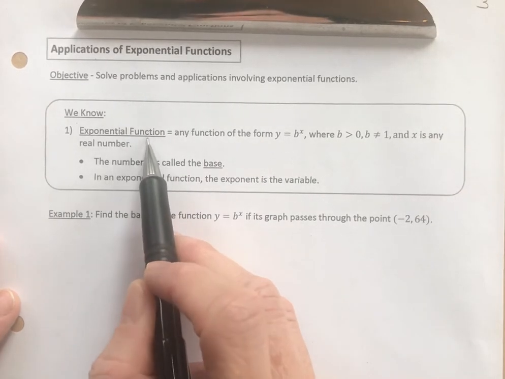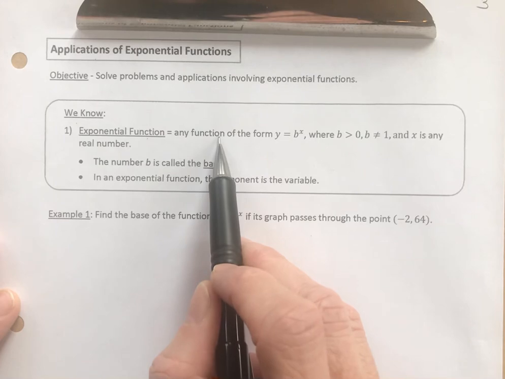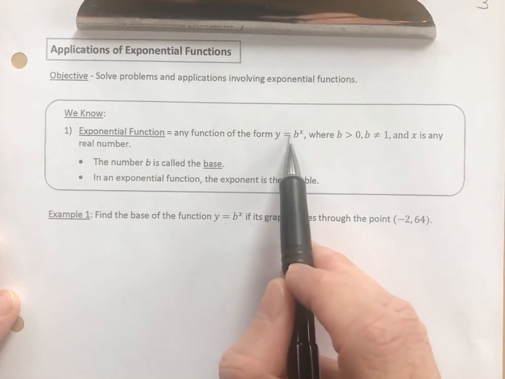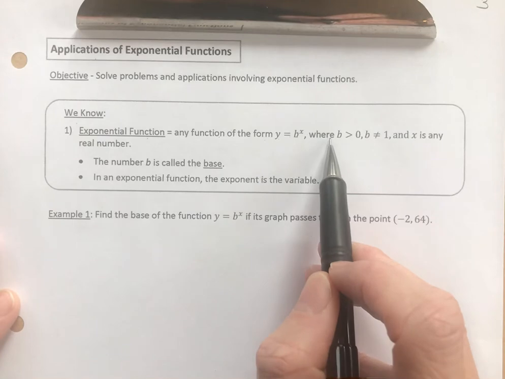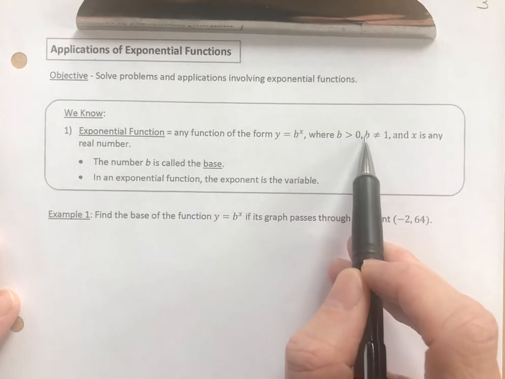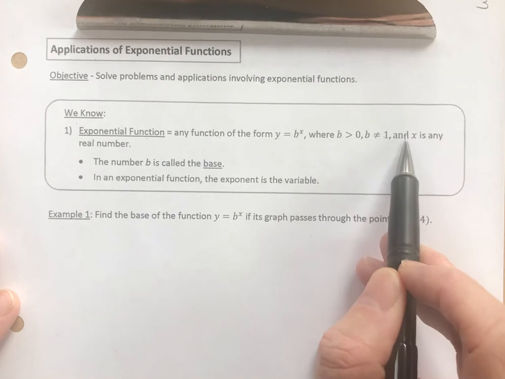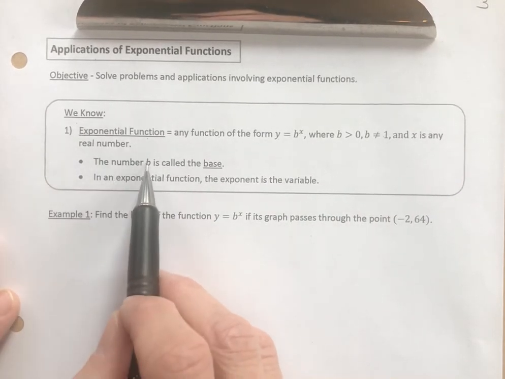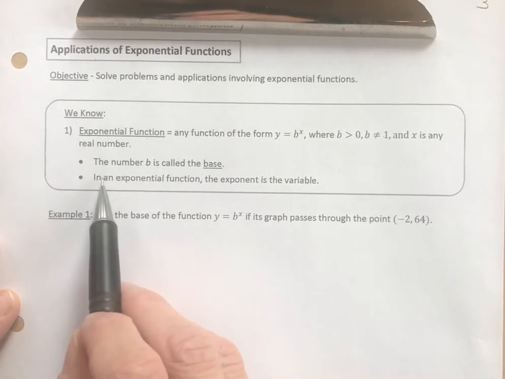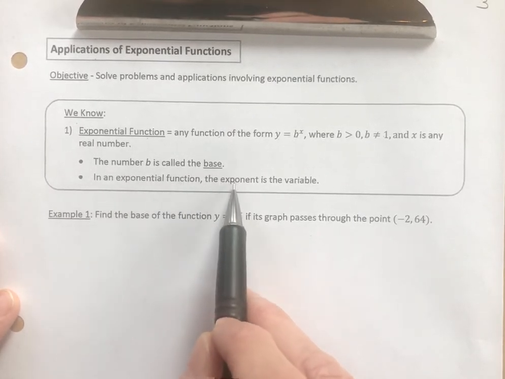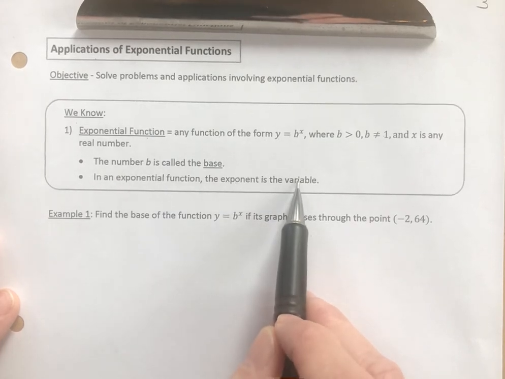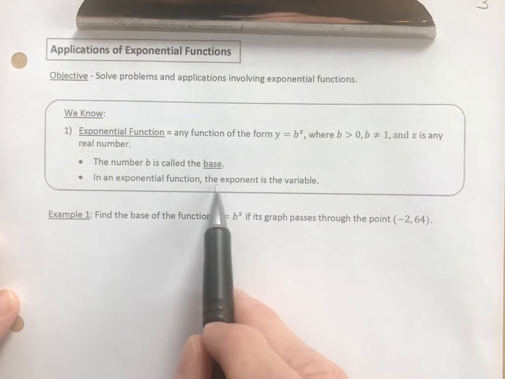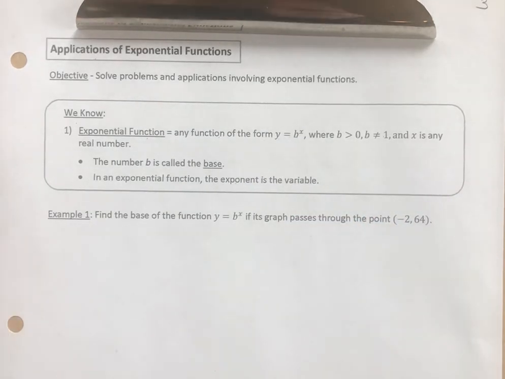Well, we know what an exponential function is. It is any function of the form y equals b to the x, where b is greater than 0 and not equal to 1, and x is any real number. As a reminder, the number b is called the base, and in an exponential function, the exponent is the variable. You may have studied power functions. In a power function, the base is the variable. In an exponential function, the exponent is the variable.